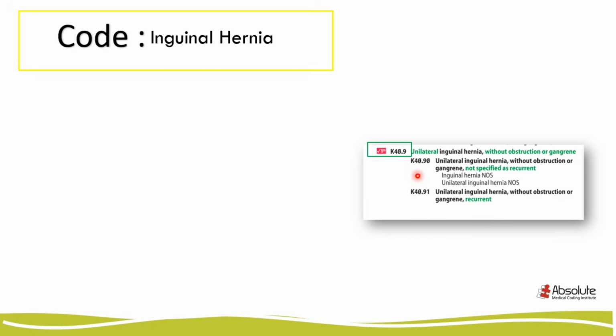Now let's go down to our subcategory code that we're looking up, K40.90. This is unilateral inguinal hernia without obstruction or gangrene, not otherwise specified as recurrent, meaning that we don't know if this hernia is recurring or not, so that is correct. But if you look underneath at these supplemental terms, inguinal hernia not otherwise specified, indeed, this is correct.